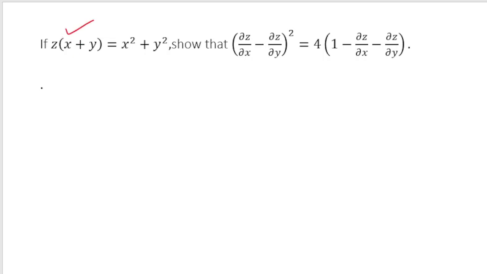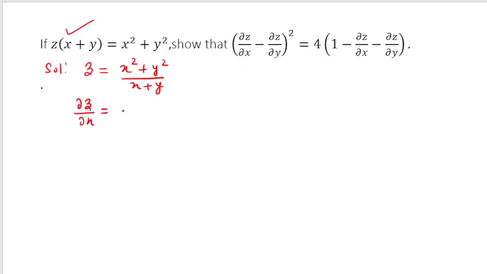Let us solve this problem. If z is equal to this, we have to prove this. To solve this, first of all, we have to write z in terms of x and y. So that is (x² + y²)/(x + y). And we want ∂z/∂x, so let us calculate ∂z/∂x.